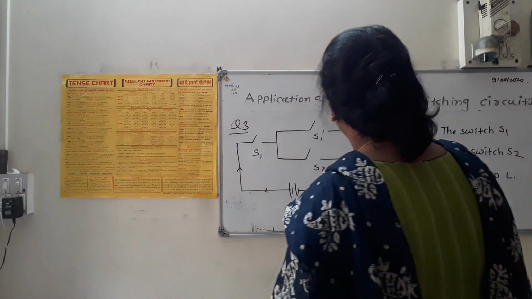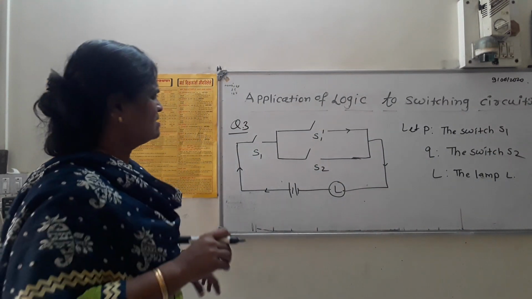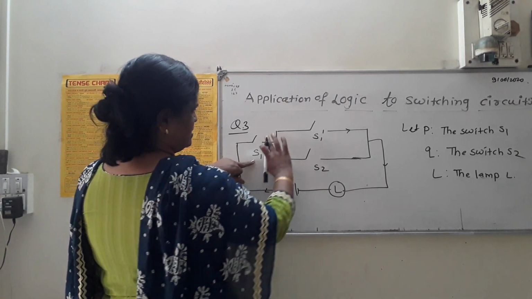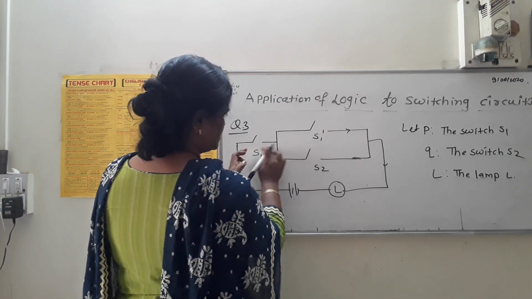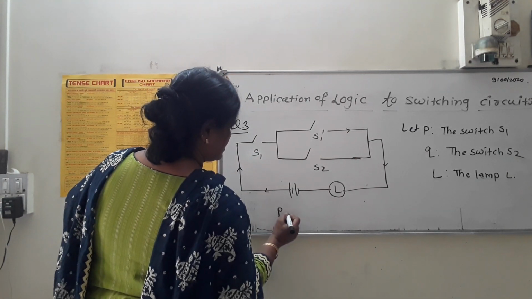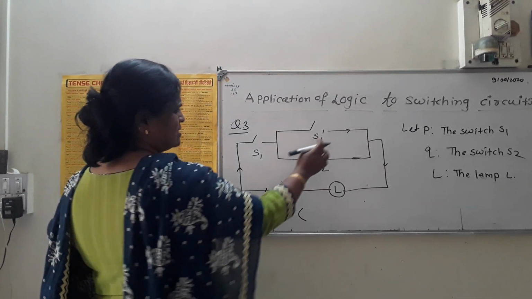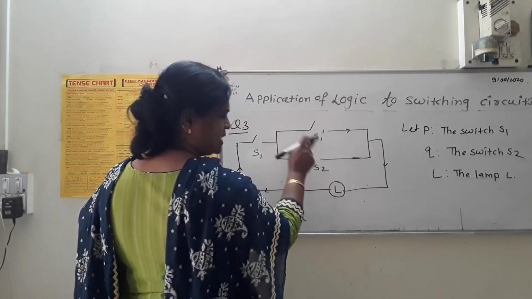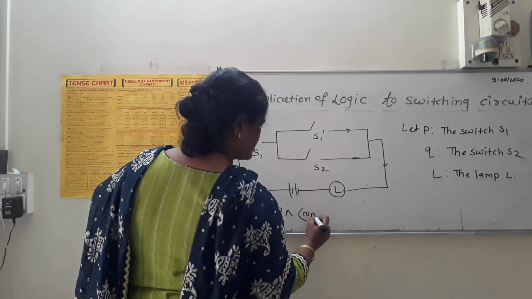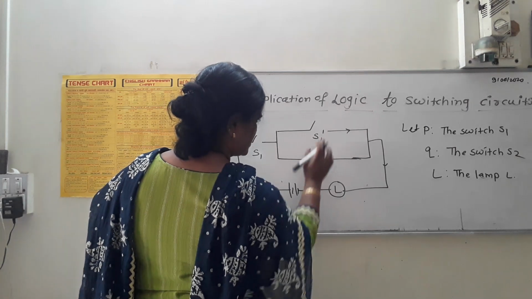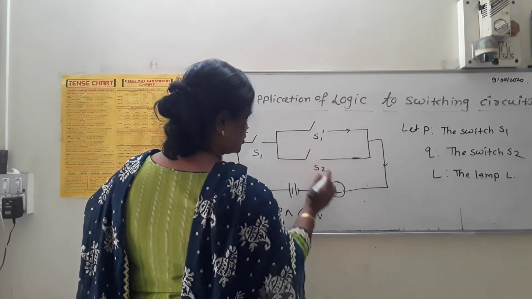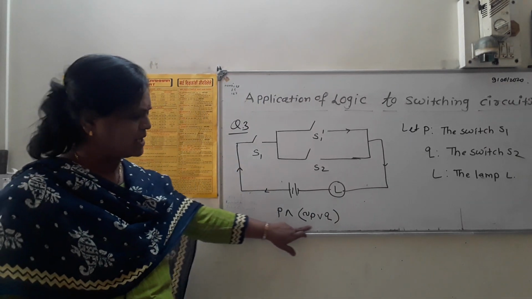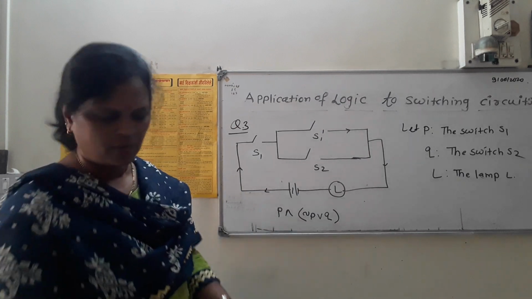Okay. Now here, write in the symbolic form first. S1 means P. In this part, these are in series. So and, in bracket S1 dash is parallel to S2. Parallel means or. So S1 means P and S1 dash means negation P, and S2 here parallel, so or, S2 means Q: P and negation P or Q. Okay, we have to solve this.